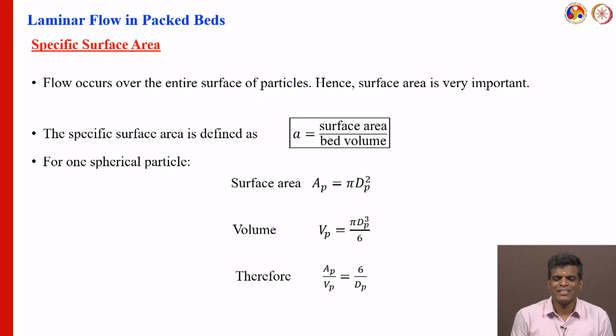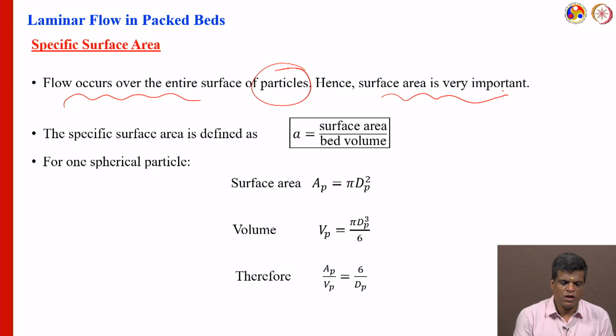Next is the specific surface area. Flow occurs over the entire surface of the particles. Hence, the surface area is very important because it enhances mass transfer, heat transfer, and so on. The specific surface area is defined here as surface area by bed volume.